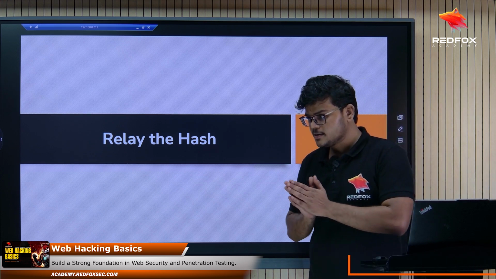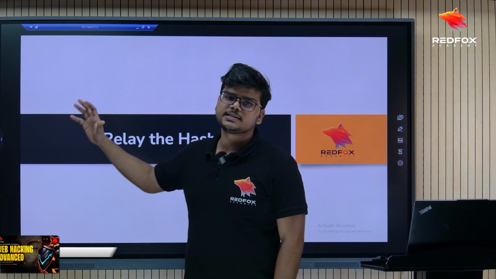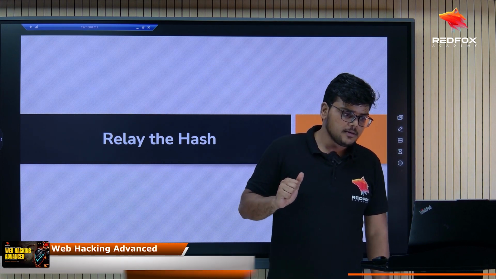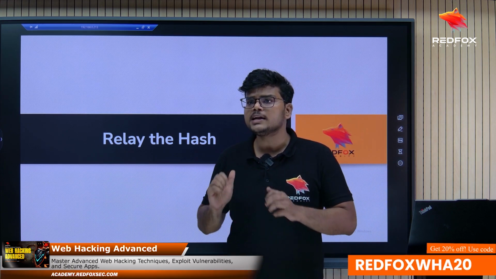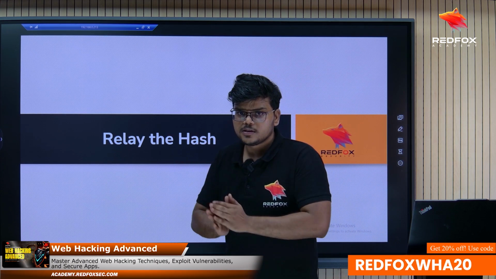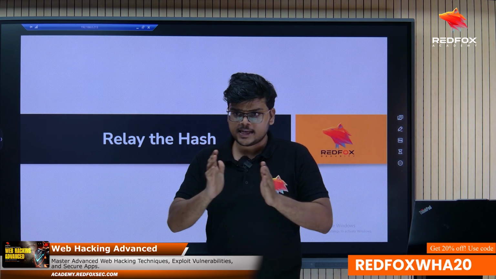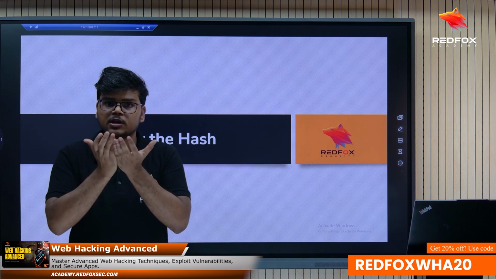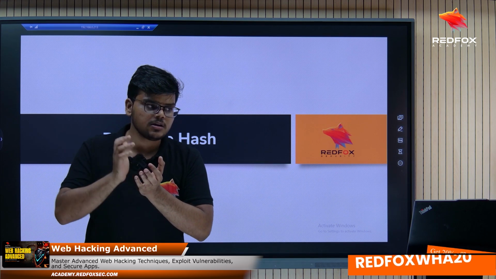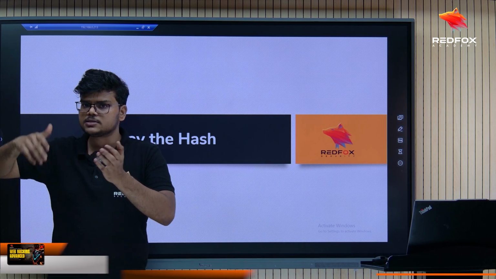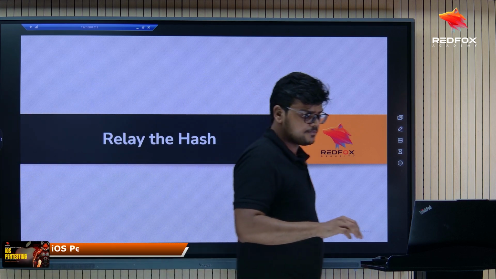As I said, let's suppose you are not able to crack the hash. What you can do is relay the hash. This victim machine has sent the hash to you, and now you have the hash. You can use this hash on different other machines. How will it happen? Let me show you.